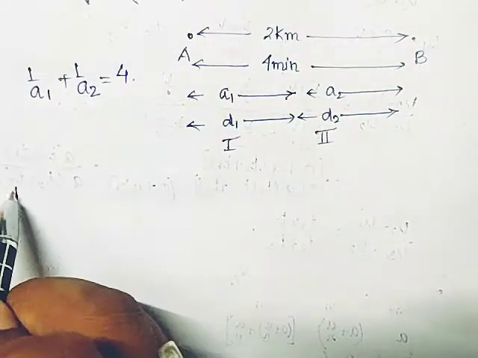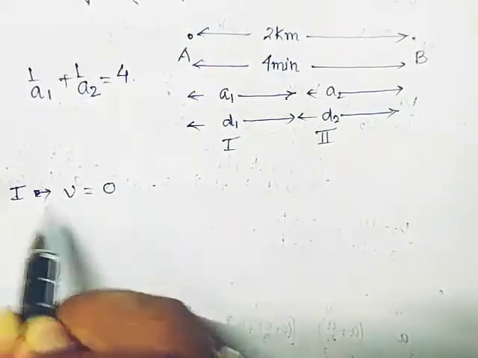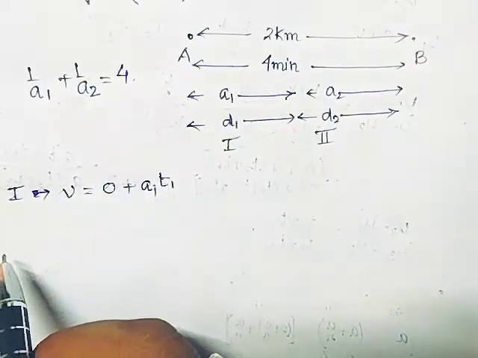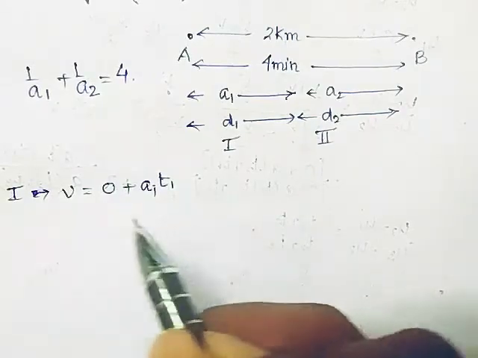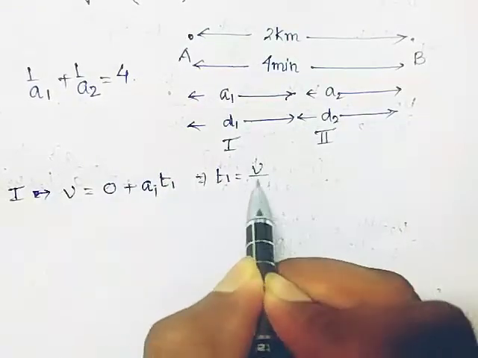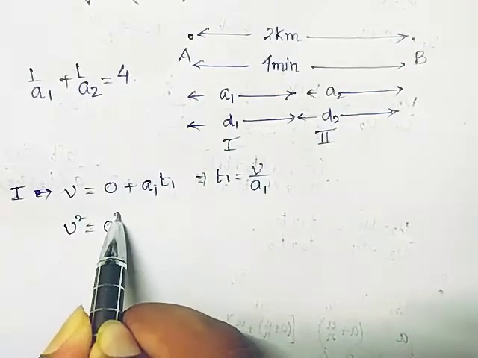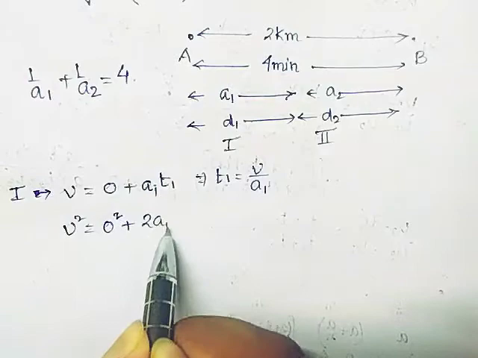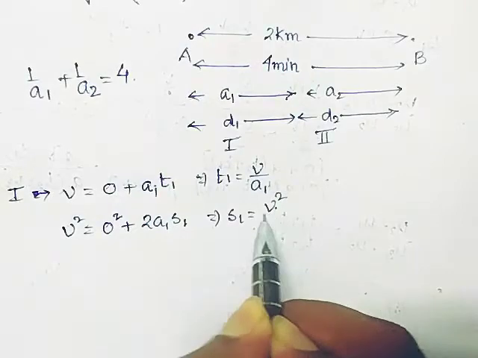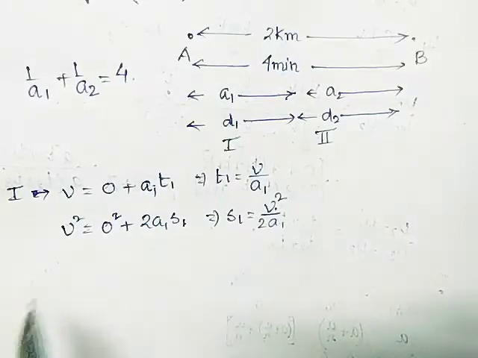Now for the first event, v equals 0 plus acceleration into t1. I don't know the time taken in the first interval, so the time t1 equals v divided by a1. In the first time interval I can write v square equals 0 square plus 2a1 s1. So s1 equals v square divided by 2a1. Obviously here v is the maximum velocity.